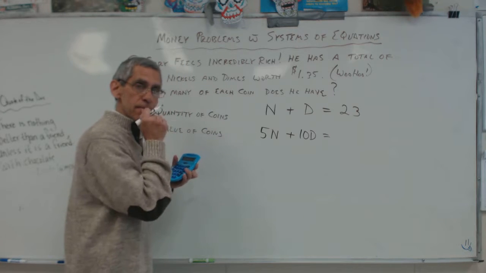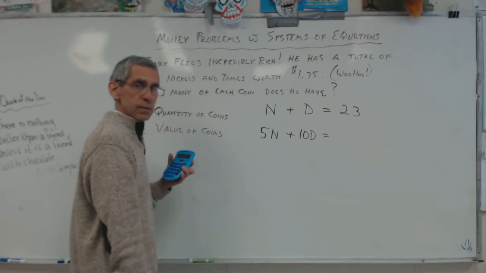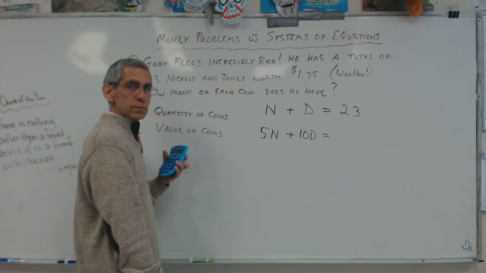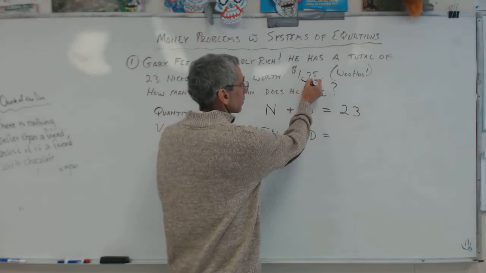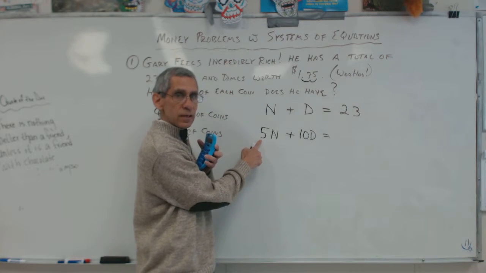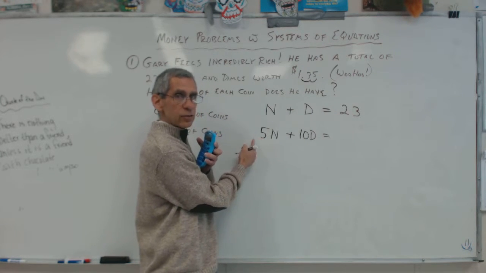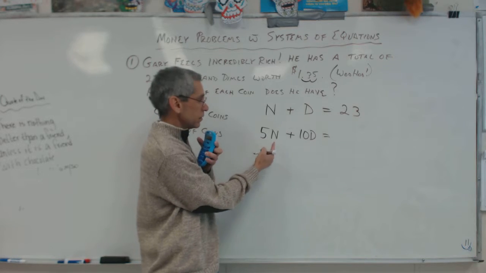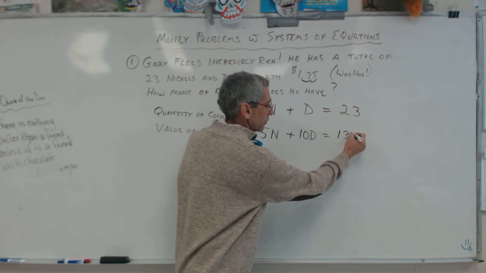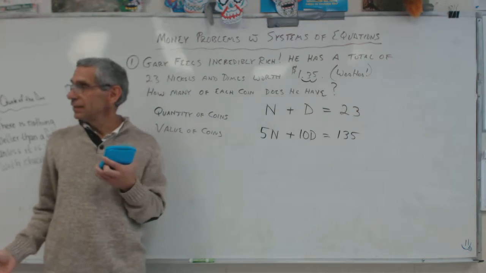If you turn 1.35 into cents, then wouldn't you have to do 5n plus 10d equals 135? Yes, that is in cents. If I had that in dollars, it would be .05n plus .10d equals 1.35, right? So 135. So suddenly we've easily set this up.